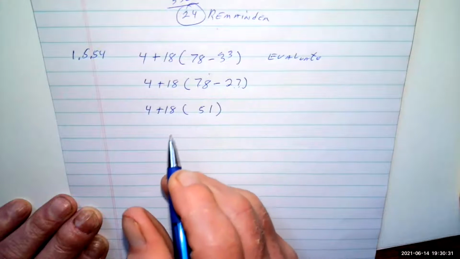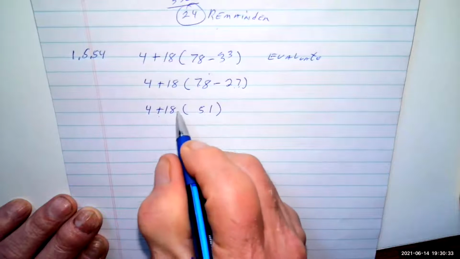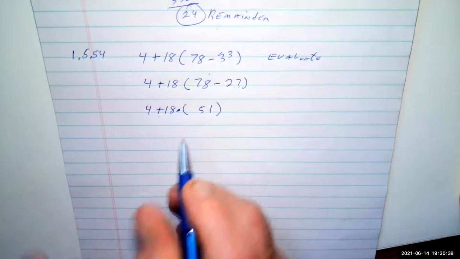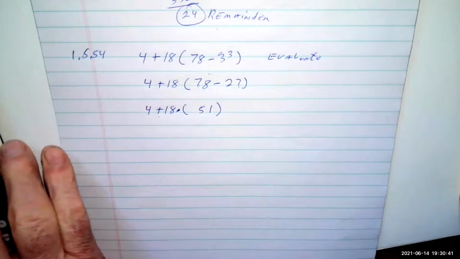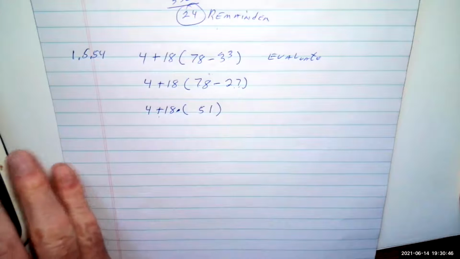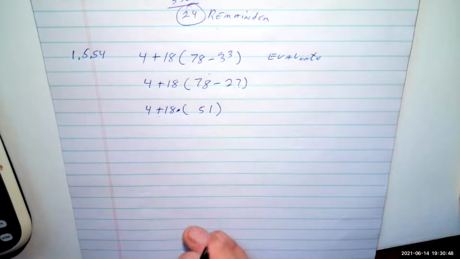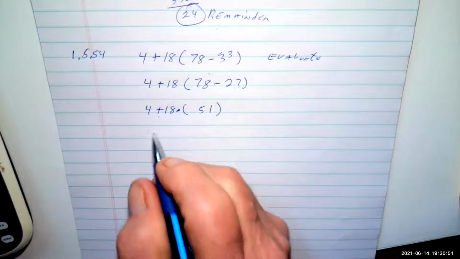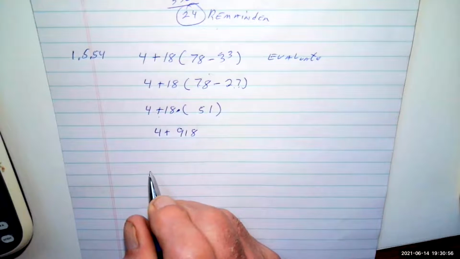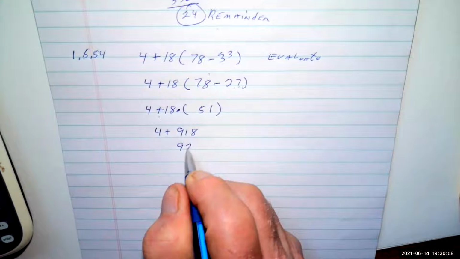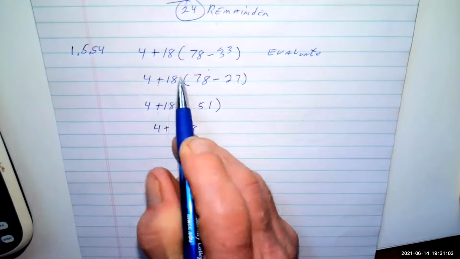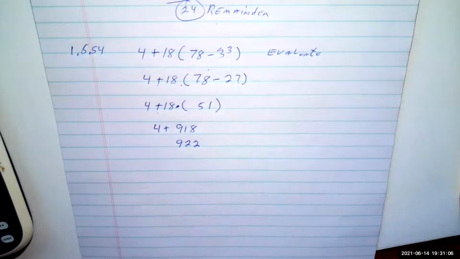We then need to do the following problem. It says add, and we have an understood multiplication, and multiplication has the priority. We need to multiply first. So I'm going to get my calculator, and I'm going to multiply 18 times 51. That's 918. So 4 plus 918, and then add 4 to that, that's 922. Notice that we multiplied before we added.